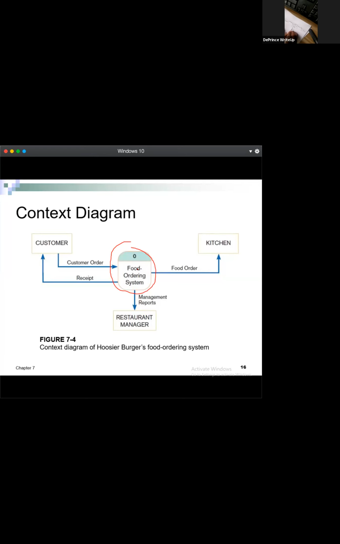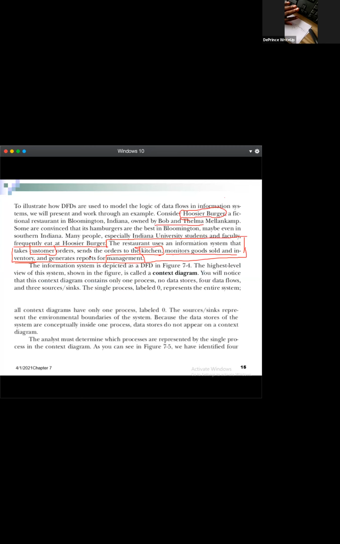So once you transform the order, according to what was said here in the explanation, the information system takes the order and sends the order to the kitchen. It monitors goods sold. This is one. It also monitors inventory. This is two. So we have monitor goods sold as one process, this would be 2.0. Then 3.0, monitor inventory.